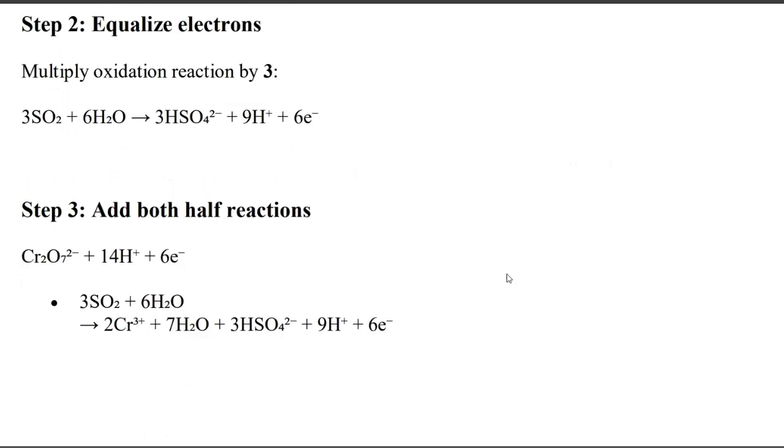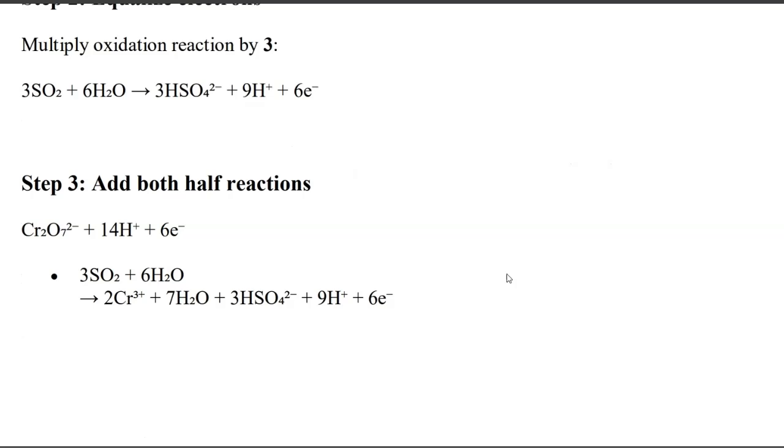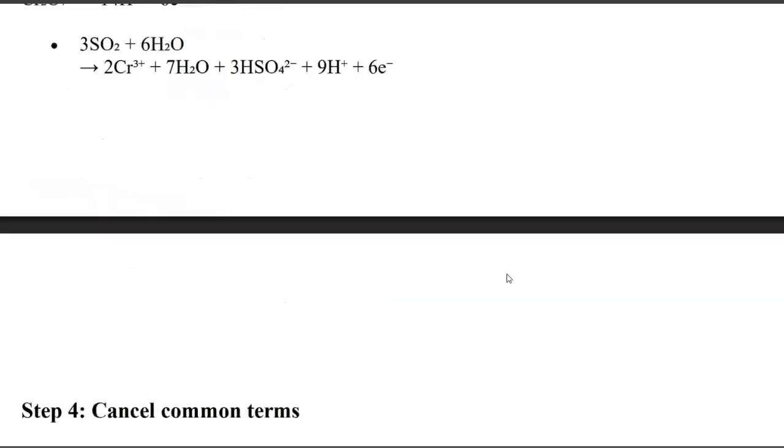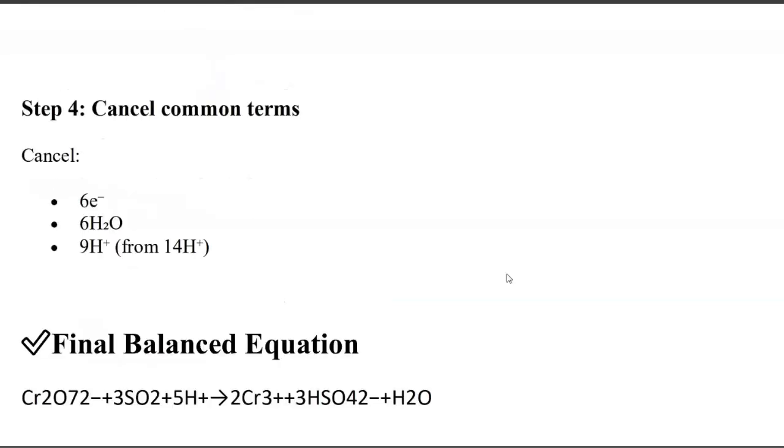Step 3 is add both half reactions. Here, balance the charge using electrons, then make sure the number of electrons is the same in both half reactions, like this. And step 4 is cancel common terms. You have to add both half reactions, cancel the common terms and write the final balanced equation neatly. Always write steps in order.